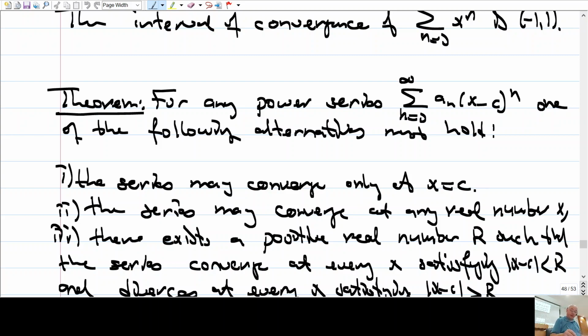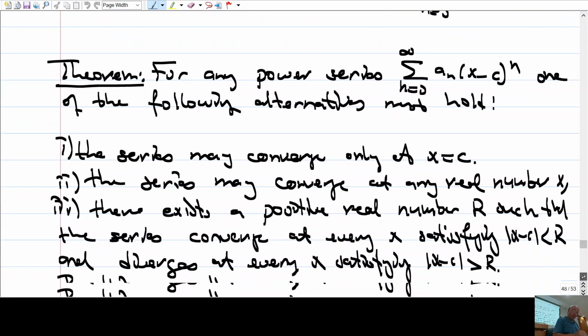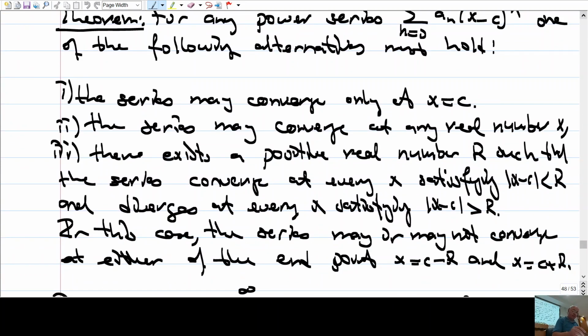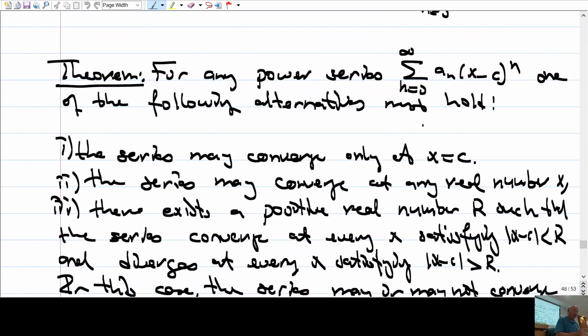Okay, so last time we gave this theorem and proved it, which tells us that whenever you are given a power series, then one of three things happens. Either the series converges at only a single point, which is x equals c, and you see from the series clearly that when you plug in x equals c, you get all the terms 0 except the first one. Therefore, it is clearly convergent.